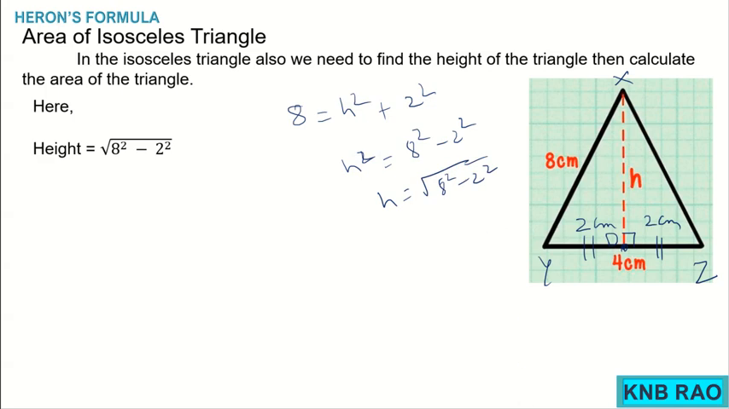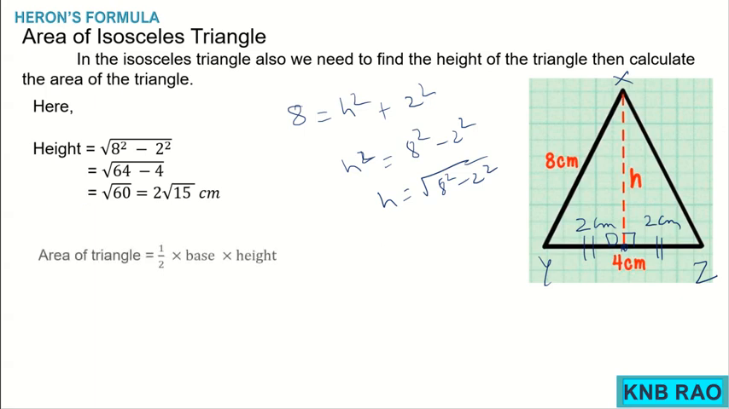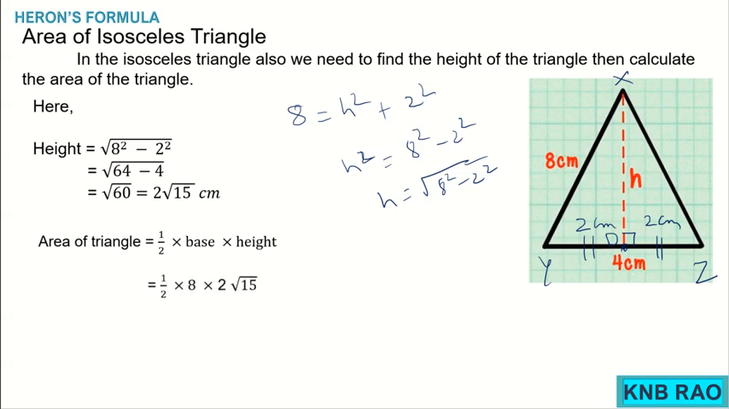Okay. So, you know 8 square is 64, 2 square is 4, root under 64 minus 4 is root 60, and root 60 is 2 into root 15 centimeter. Now that you know the height of this isosceles triangle, you can find its area by substituting its base, 4 centimeter. Oh, here it is again a mistake, it is 4 centimeter only. So, it becomes 4 root 15 centimeter square is the area of it.